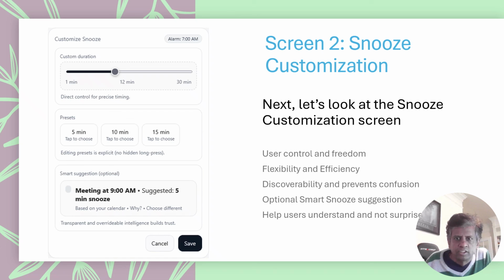Finally, there's an optional smart snooze suggestion. For instance, if you have a meeting at 9 a.m., the app might suggest a shorter 5-minute snooze, so you won't be late. Importantly, it shows why that suggestion was made and gives you the ability to override it. This transparency addresses trust issues in intelligent systems. The principle here is help users understand, not surprise them.